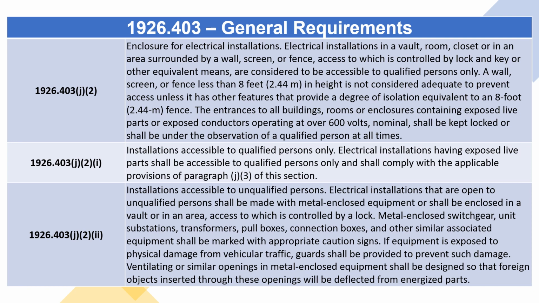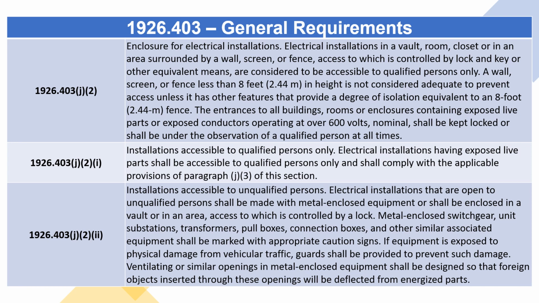1926.403 J2 Enclosure for electrical installations. Electrical installations in a vault, room, closet, or in an area surrounded by a wall, screen, or fence, access to which is controlled by lock and key or other equivalent means, are considered to be accessible to qualified persons only. A wall, screen, or fence less than 8 feet (2.44 meters) in height is not considered adequate to prevent access unless it has other features that provide a degree of isolation equivalent to an 8-foot (2.44 m) fence.